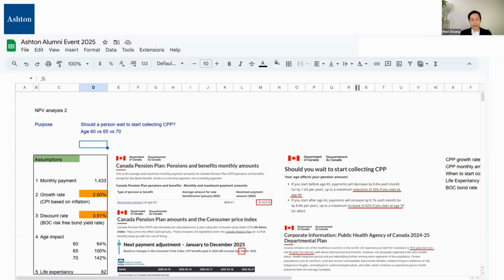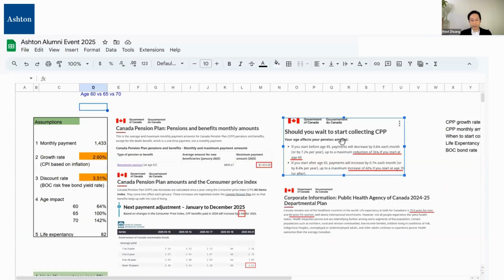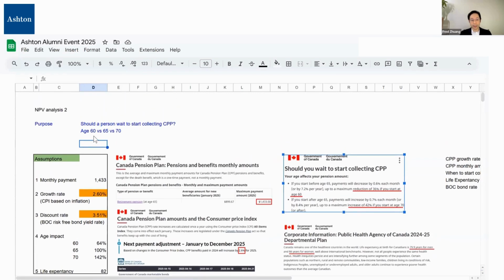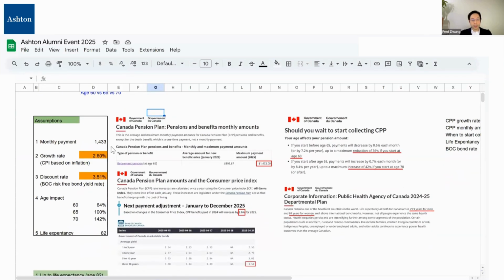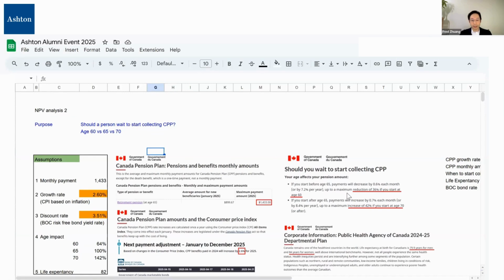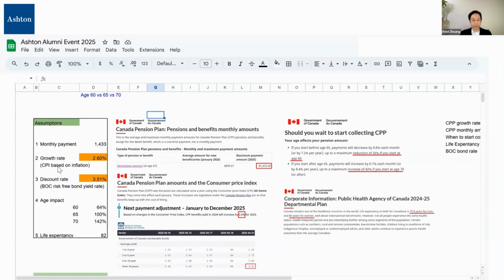The exact amount is on this Government of Canada website. If we retire at age 60, we'll get a 36% reduction. If we retire at age 70, we'll get a 42% premium. So the question is, how much of a difference does it make if we start collecting money early, but at a bigger discount? So again, we're going to go ahead and make some assumptions.